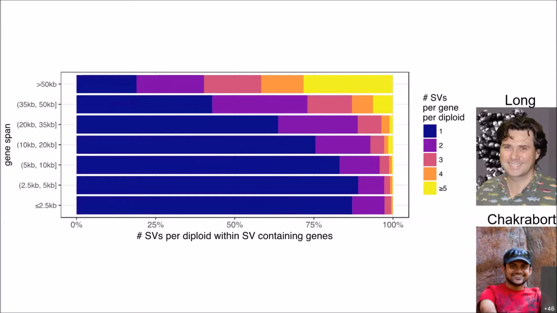If you focus on those genes that contain structural variants, so this is conditional on structural variation, how many structural variants does a gene contain? This plot is the same as before, but now the bars represent the share of one copy in purple, up to more than 5 in yellow. And as you can see, you don't have to have a gene that's very big to have 2, 3, 4, even more structural variants in the same gene. So these very rare ultra long genes in Drosophila will have lots of transposable elements jumping inside their introns. Okay, next slide, please.